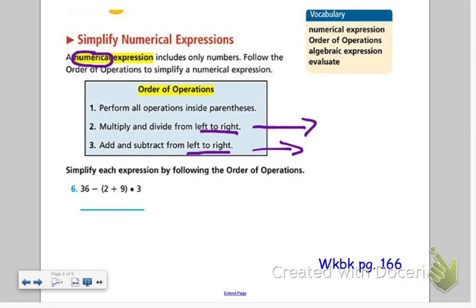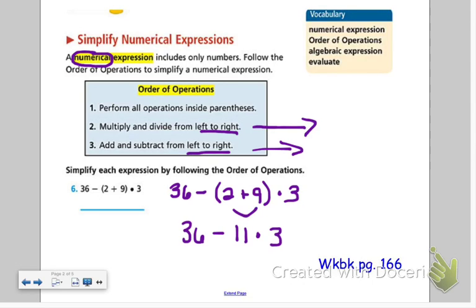Take a look at number 6. We're going to do this one together. Simplify the expression by following the order of operations. Let's see. First, I have to perform all operations inside the parentheses. And here you can see that I have 2 plus 9 in my parentheses. So if I do that first, 2 plus 9 is 11. And now I'm going to bring everything down with me. Remember, just do one thing at a time. Don't try to do a bunch of stuff all at once, because very often you'll miss a step or you'll forget something and it will throw everything off.